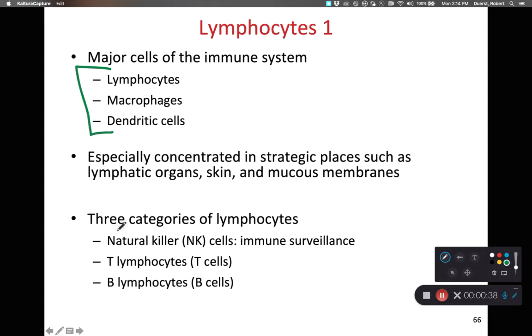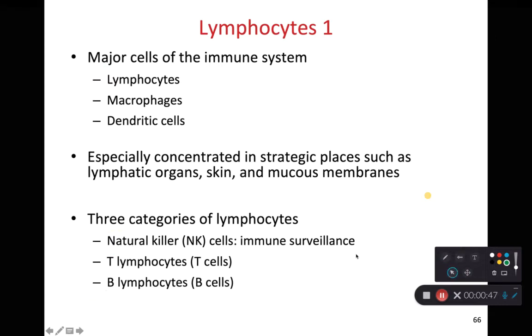Within the lymphocytes, there are three categories. We have natural killer cells, which we've already talked about in detail, but we also have T lymphocytes and B lymphocytes. So let's dive into it.